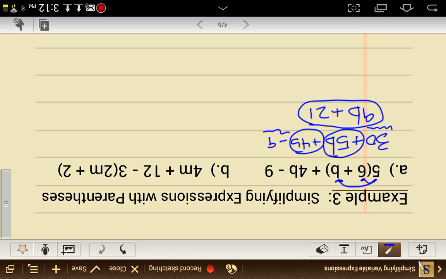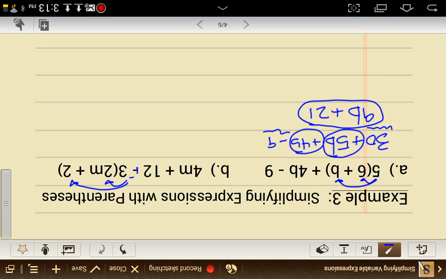B is a tricky one because I have this minus 3 here in front of the parentheses. I do not distribute a 3 to both numbers. That would be wrong. I have to distribute a minus 3 to both. So to remind me, I am going to make this one plus negative 3, to remind me that I'm distributing a negative 3 to each number.